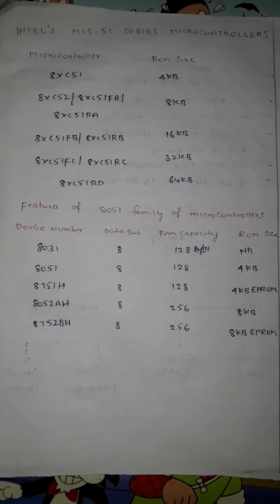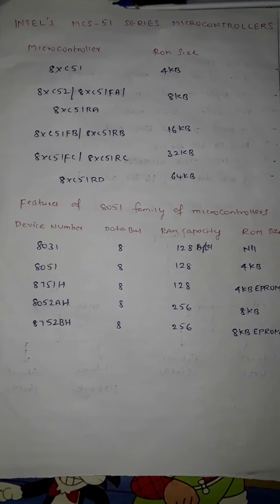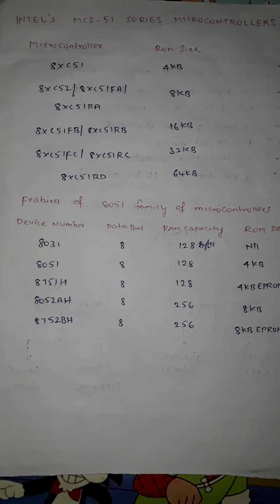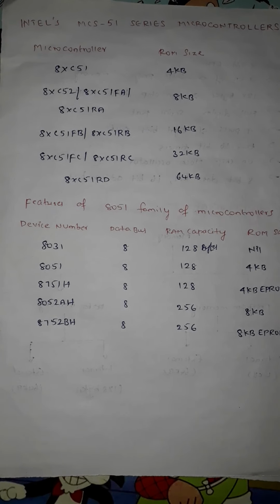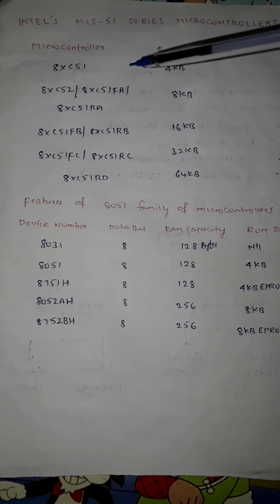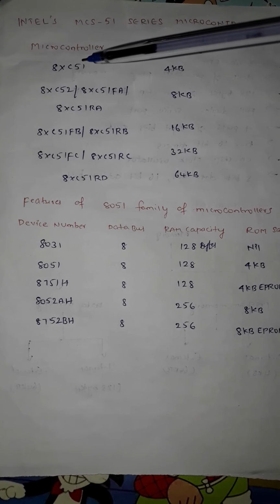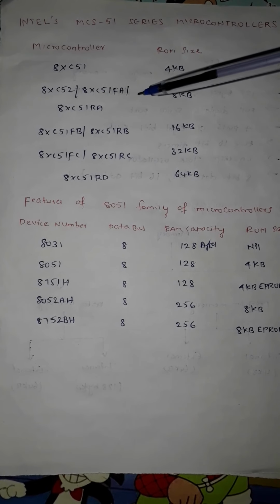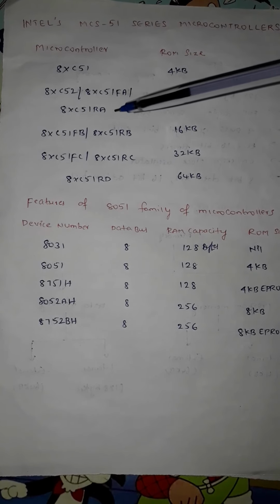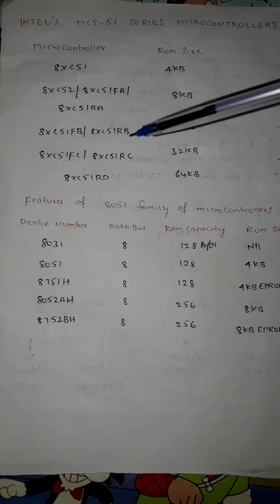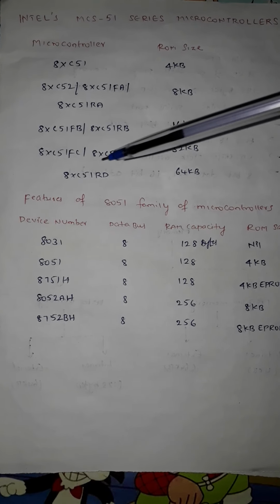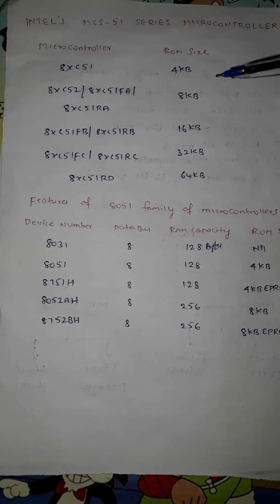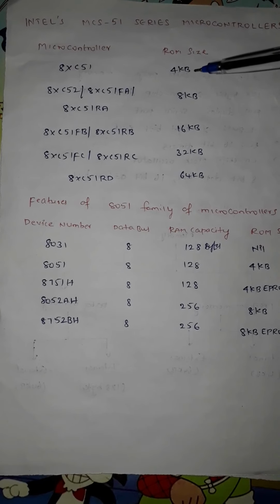Now if you look at the Intel MCS 51 series microcontrollers, here we have shown some MCS 51 family microcontrollers: 8XC51, C52, C51FA, C51RA, C51FB, RB, FCRC, and RD. So different microcontrollers are shown, and their ROM sizes are also noted here.